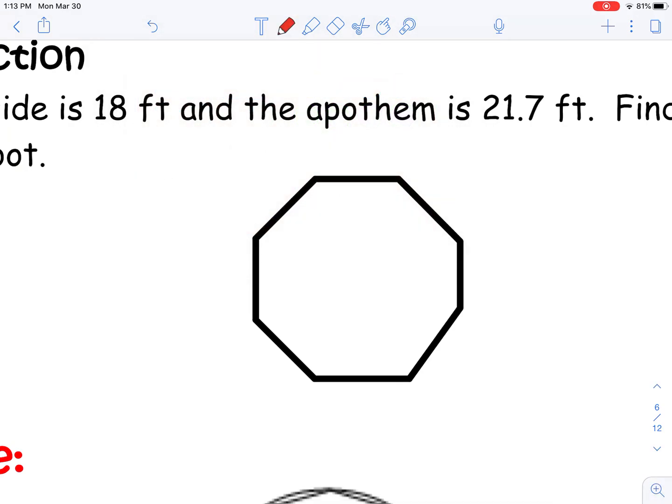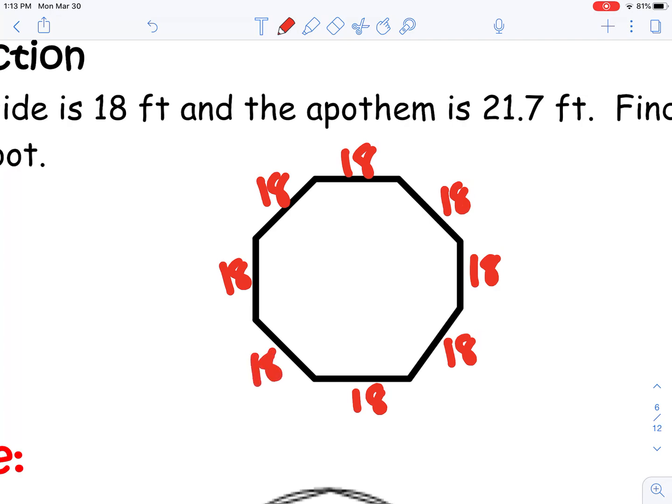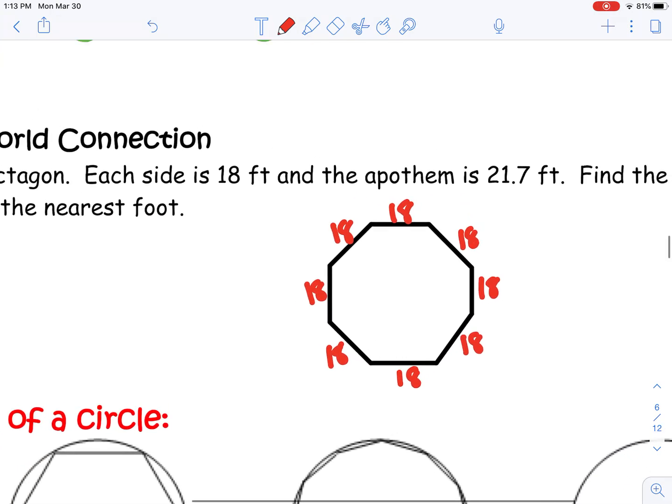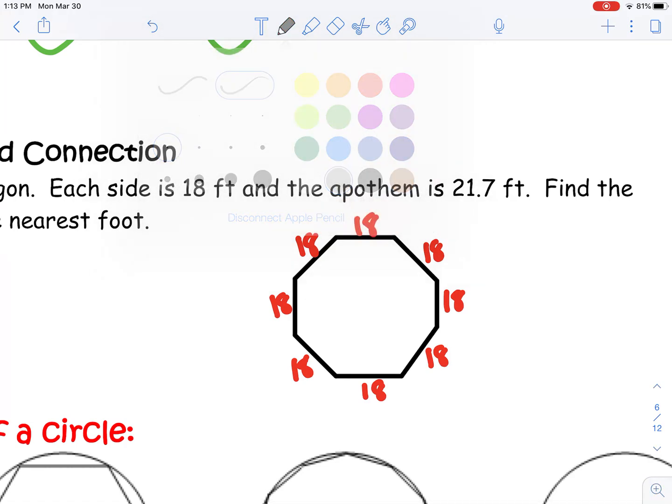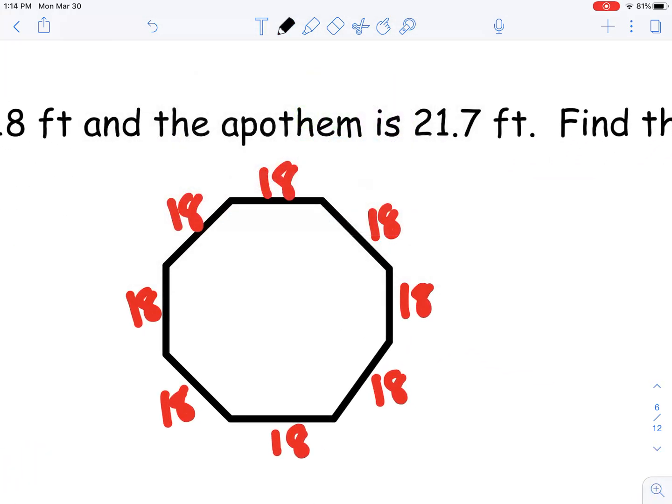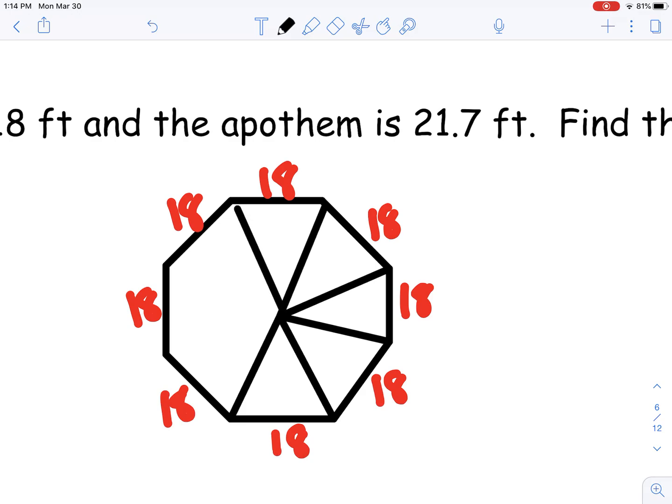Then we're told that each side here is 18 feet all the way around. And we're asked to find the area of this particular octagon, given that we also know the apothem. Now, again, I'm going to go ahead and break this up, if I can, into triangles, because I like to think of all these area problems with polygons as just problems with finding the area of triangles, because triangles are so much easier to find the area of.